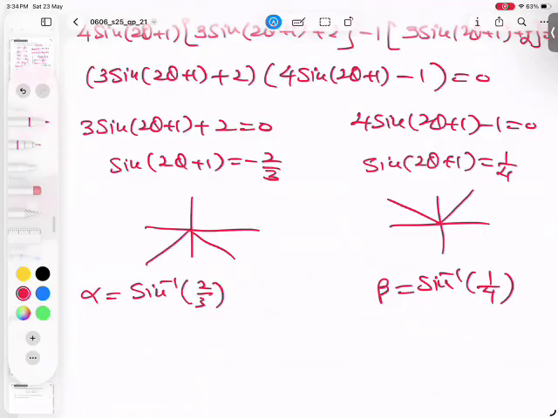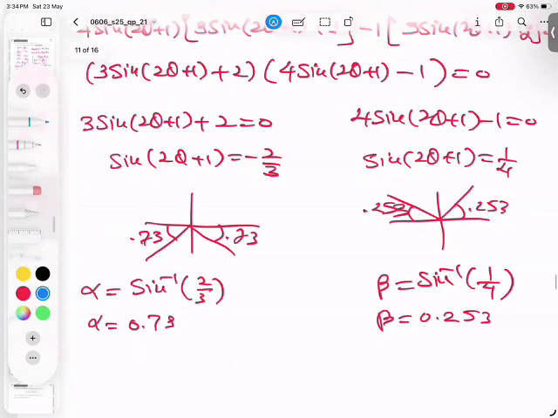So first is sine inverse of 2 over 3, and I'm getting 0.7297. It's becoming 0.73. And what about the other one, beta? When I do sine inverse of 1 over 4, I'm getting 0.25253. So this part is clear. Now I'm writing here 0.73 here and 0.73 here, and 0.253 and 0.253.